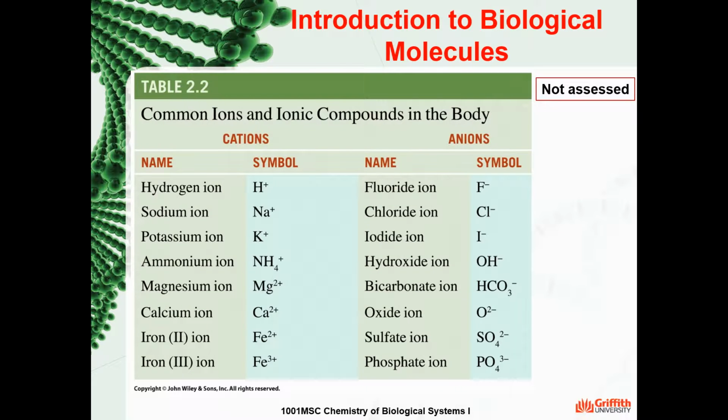In this table, you can see some of the important ions and ionic compounds in our body. For example, the calcium ion is very important in muscle contractions. However, you don't need to memorize this table.